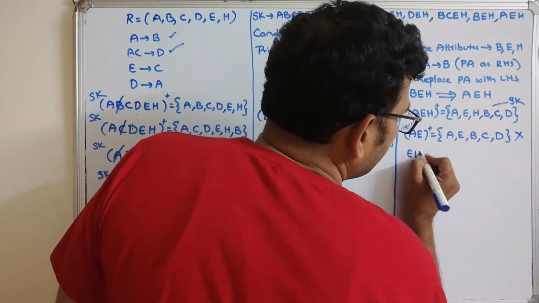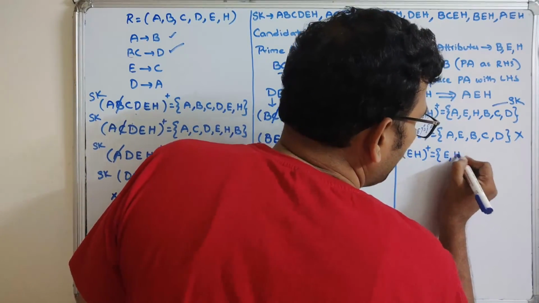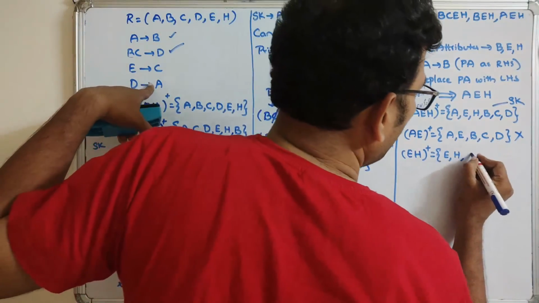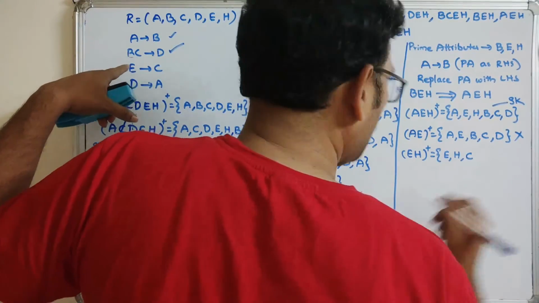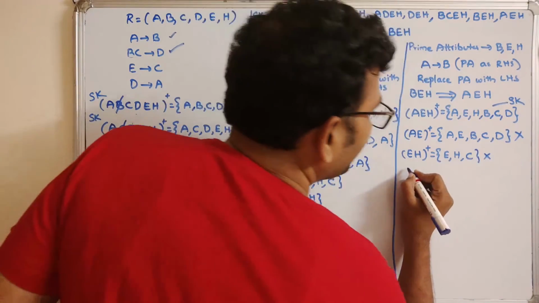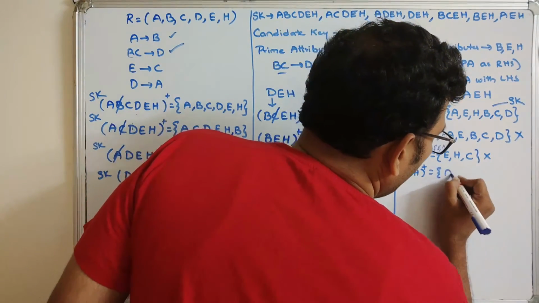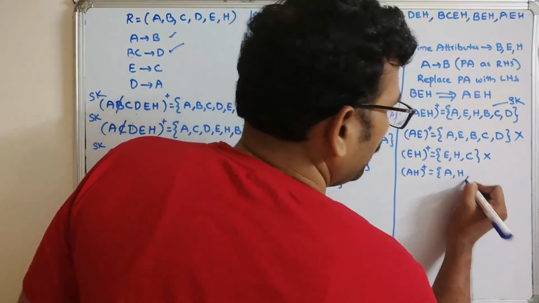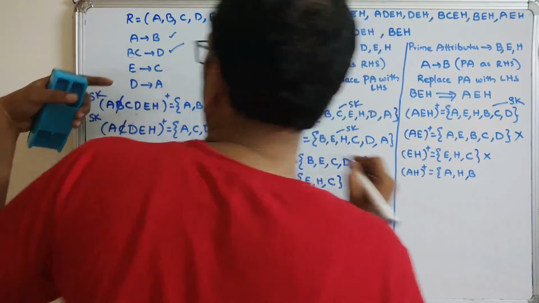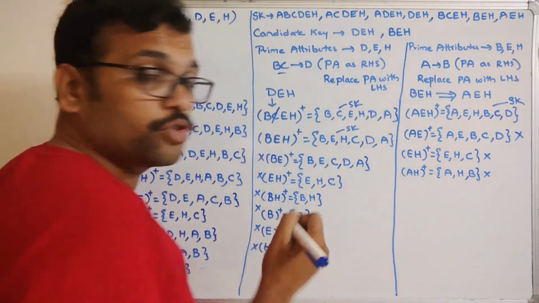Then E and H. We can determine E attribute and H attribute, and if you know E, we can determine C. So any other attribute we can determine? No. So this is also not a super key. Next, AH. We can determine A and H, and if you know A, we can determine B. No other attribute can be determined by using the given functional dependencies. So this is also not a super key.